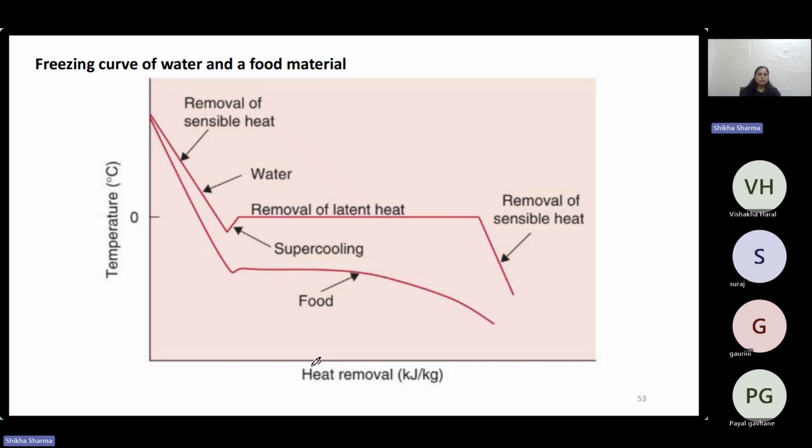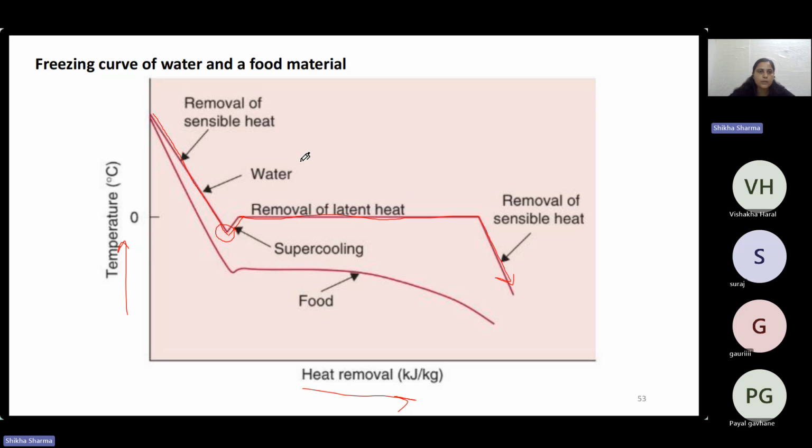So we know that this is the curve of heat removal on x-axis and temperature on y-axis. So when heat is removed in the water, so this is the water one. First sensible heat will be removed, and then product will go under supercooling state. Means product is in liquid form, but it is at very low temperature. Then all the latent heat will be removed and the ice crystals will form, and finally the sensible heat will be removed further for storage.